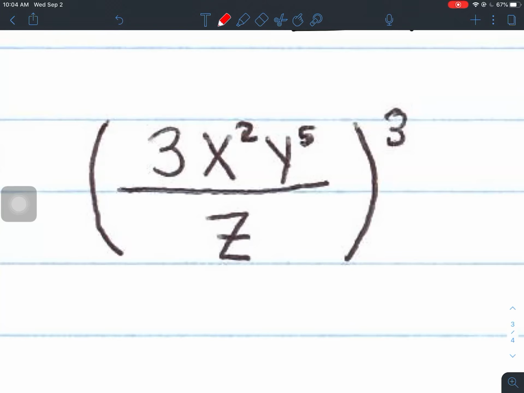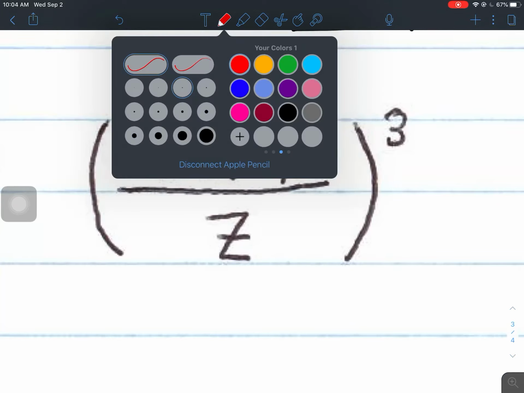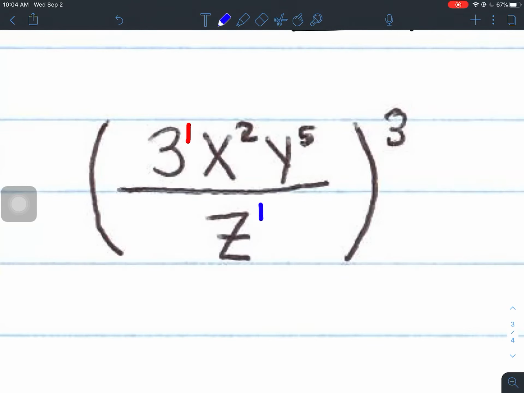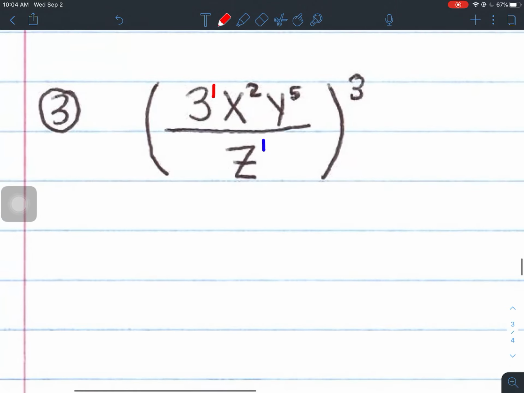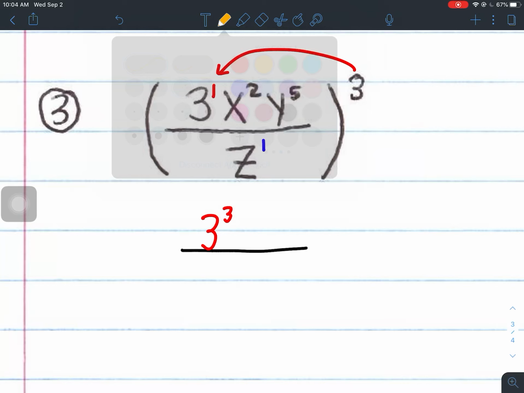Go ahead and identify the exponent so that you don't mess this up, right? What's the exponent on the 3? The exponent on the 3 is a 1. The exponent on the z is also a 1. Exponent on the x is a 2. The exponent on the y is a 5. So you're going to make sure you identify all of those. And so we're going to go ahead and distribute. So I'm going to draw my fraction bar. Okay. Distribute this in. So I have 3. And then I'm going to do 1 times 3. You only multiply the exponents. So 1 times 3 would be 3.